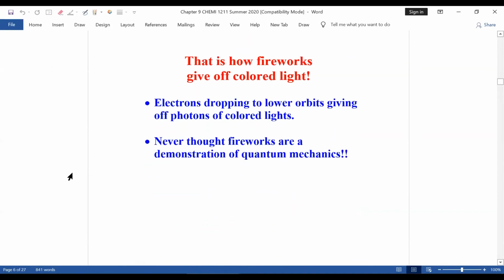Now, how does this play a role? Well, we'll do a lab on this in about a week from today or tomorrow. Fireworks work by heating up elements, and when they cool down, they give off light, different colors. Have you ever seen a really nice fireworks display? That's due to the electrons being heated, going to a higher level, and then coming down and giving off light.